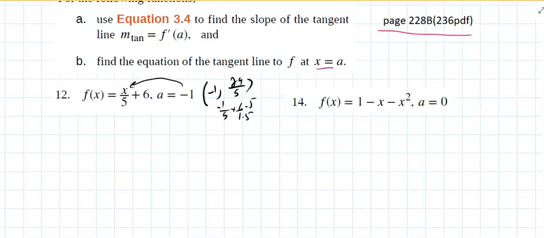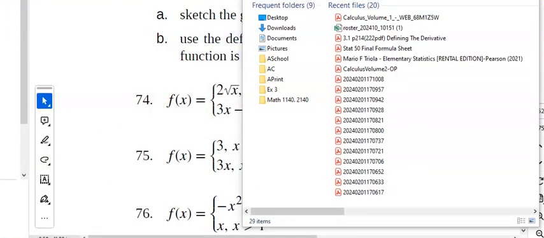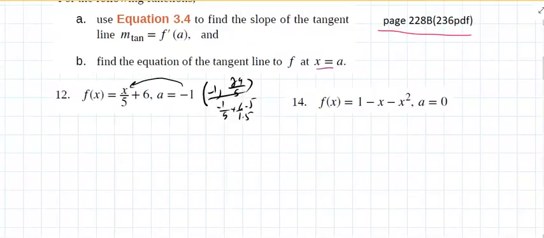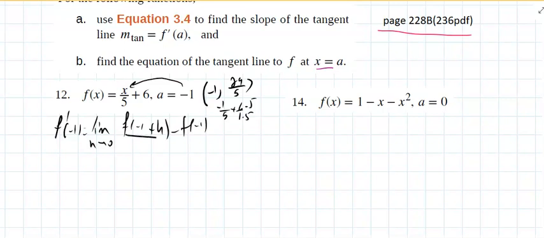All right. Well, I have a point. I need the slope. How do you find the slope? You find the slope by saying f prime at -1 is the limit as h approaches 0, f of -1 plus h minus f of -1 over h. And you notice, if you let h equal 0, you get 0 over 0. That's going to happen every time. So we need to manipulate this.